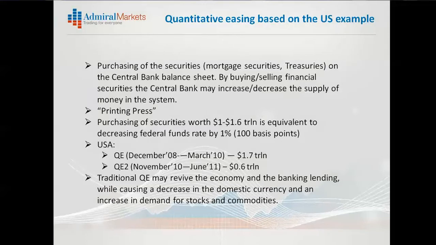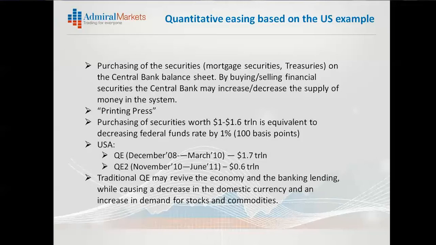Quantitative easing, which we were talking about every now and then. What happens in that exactly? It happens in this way. You're purchasing securities, like the mortgage securities and treasuries, on the central bank balance sheet. By buying these financial securities, the central bank may either increase or decrease the supply of money in the system.